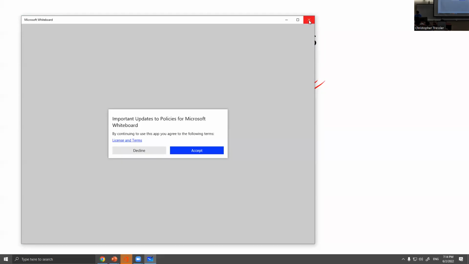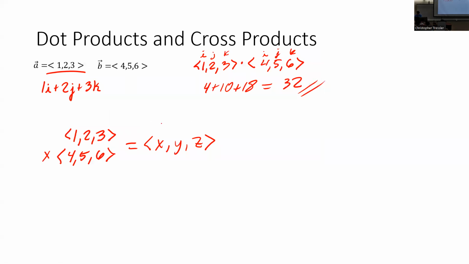X. Okay, so we're going to know that this is positive, this is going to be negative, and this is positive. Just keep that in mind. This is for any cross product.